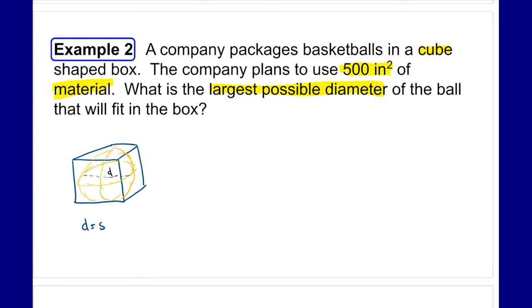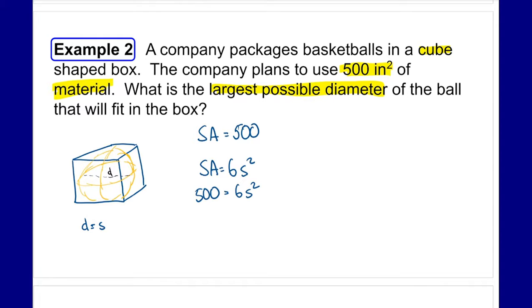Well, where do we start? What information are we given? We are given the surface area because we're given the amount of material needed. So if we're given the surface area, chances are we have to use that surface area formula and rearrange it. The surface area formula again was 6s squared. I can replace the surface area with 500. So 500 equals 6s squared. And now you can go about trying to solve the equation.